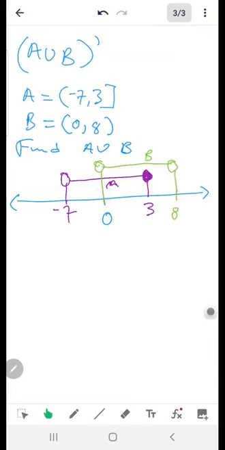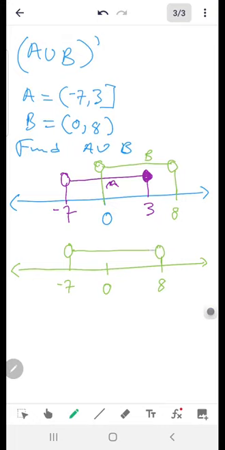But what we want is the union. The union will start from this point up to that point. Remember, -7 is not part of the answer and 8 is not part of the answer. So on a number line, set A union B is going to be -7, not part of the answer, up to 8, which is also not part of the answer. Like that, guys. So this is A union B.